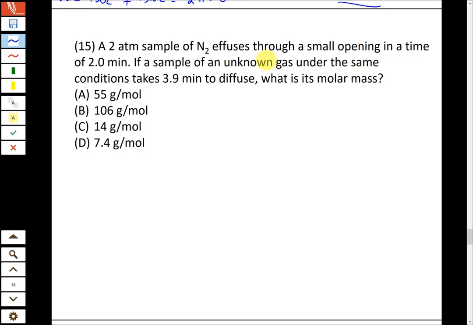If a sample of an unknown gas under the same conditions takes 3.9 minutes to, sorry, it should be effuse. I keep messing that up. They're both effusing. What is the molar mass? Whether it's diffusion or effusion, you're going to use the same equation anyway. The standard form of the equation is that the ratio of the rates of diffusion or effusion, so for nitrogen over the unknown gas, which we'll call X. Again, it doesn't matter which order you write these in, but the key is if you're comparing rates of effusion, it's going to be inversely related to the square root of the molar masses. So on the right side, you have X on the top and N2 on the bottom.